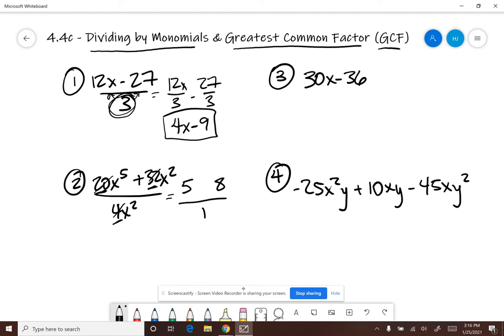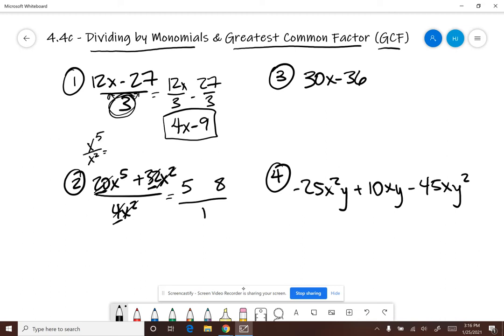I have an x to the 5th here. I have an x squared here, and I have an x squared here. So because I have at least an x squared in every single term, I can eliminate the x squareds. So what I mean by that is this x squared is going to go away, and this x squared is going to go away. But if I take x squared away from x to the 5th, what am I going to be left with? Well, think what I'm really saying, and what I really had here was x to the 5th divided by x squared.